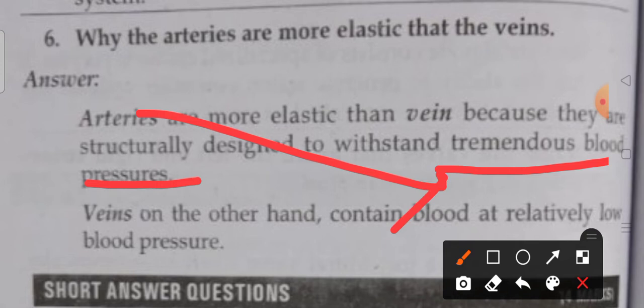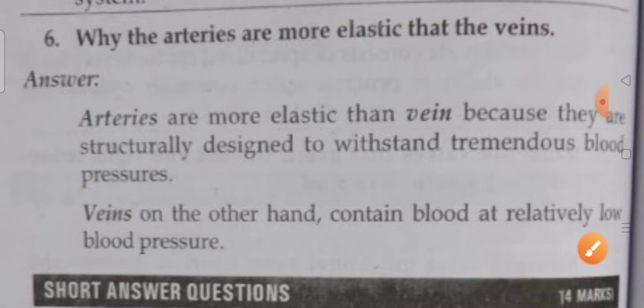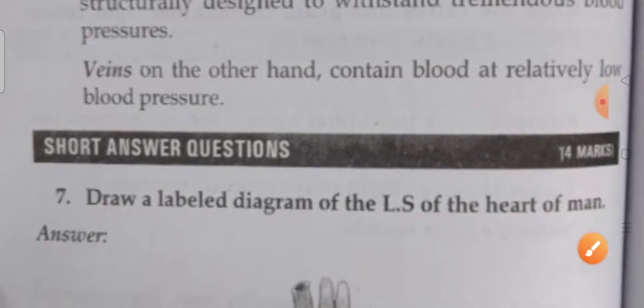Veins, on the other hand, contain blood at relatively low blood pressure. Veins carry the low blood pressure and arteries carry the tremendous blood pressure. Veins will carry the deoxygenated blood to the heart. Arteries will carry the oxygenated blood to all parts of the body. You have to keep it in mind.